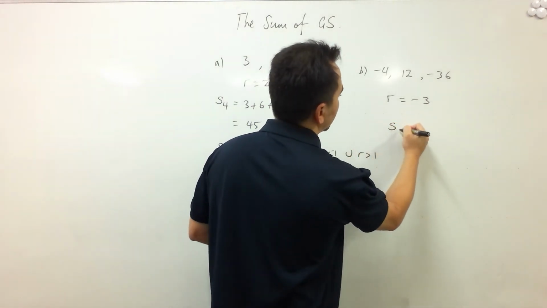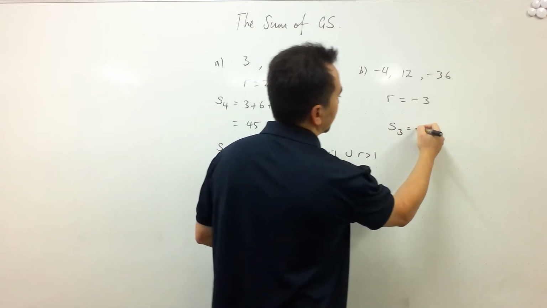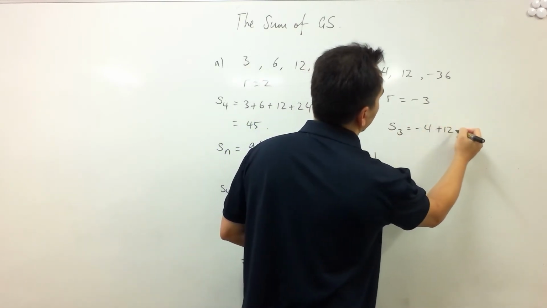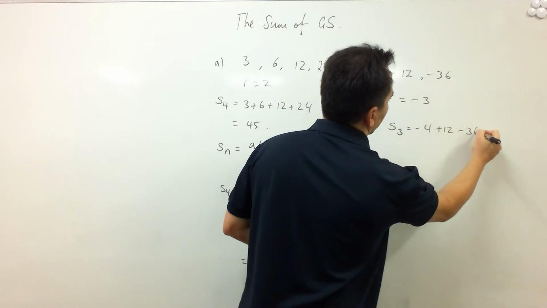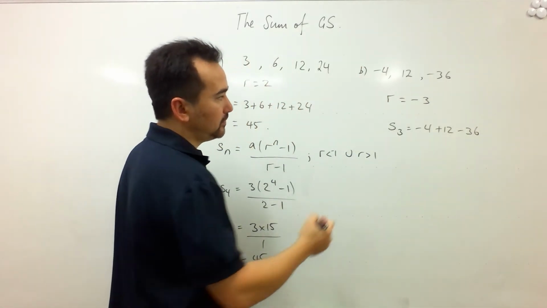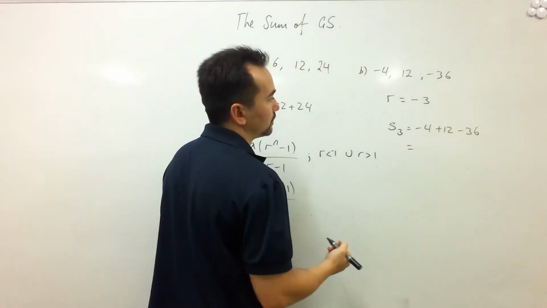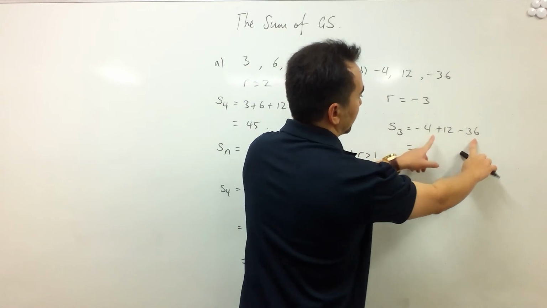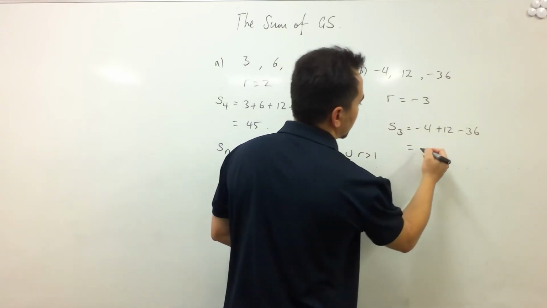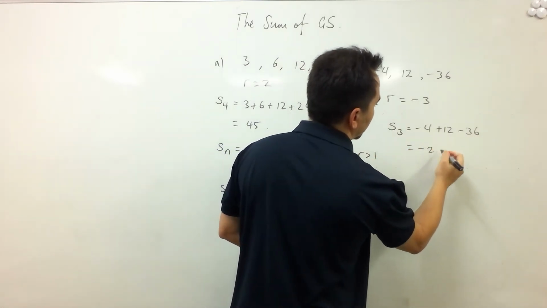So the sum of these 3 terms is going to be -4 plus 12 plus -36. And so this comes to -40 plus 12 is going to be -28.